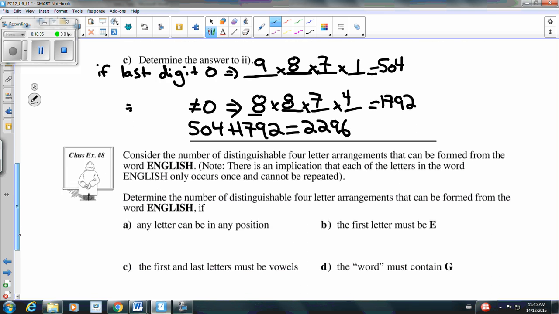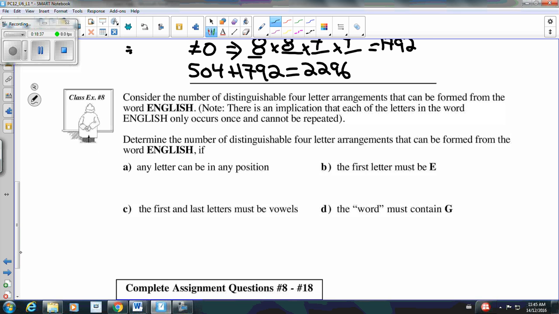Okay, last example. Consider the number of distinguishable 4-letter arrangements that can be formed from the word English. Note there's an implication that each of the letters in the word English only occurs once and cannot be repeated. Determine the number of distinguishables, that means different, right? 4-letter arrangements that can be formed from the word English. Part A, any letter can be in any position.